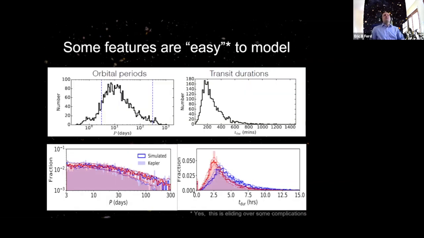So some of the features of the Kepler data are relatively easy to model. Of course, we can obsess over all the details, but something like the distribution of orbital periods or transit duration ratios, they're fairly uncoupled from other questions. There's one parameter that is dominant in affecting them. And so it's relatively easy, and lots of groups have gotten similar results.